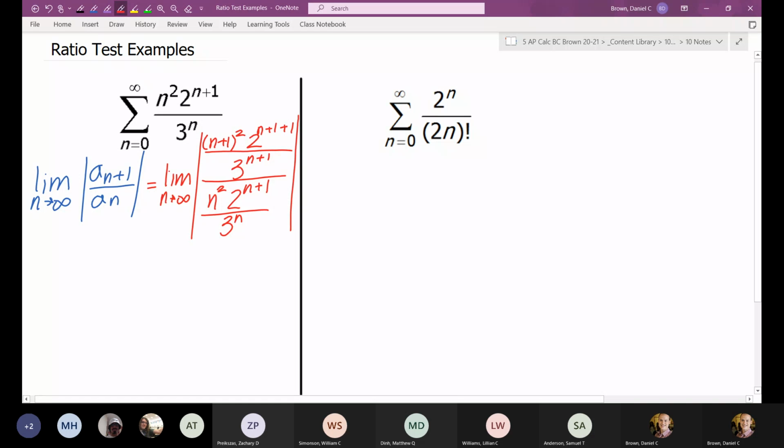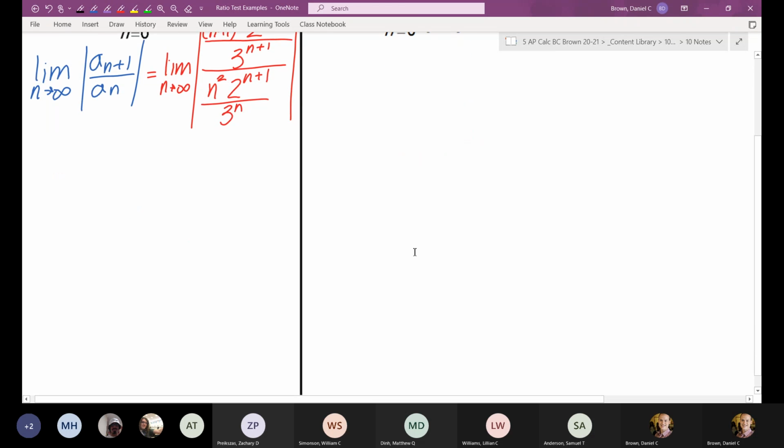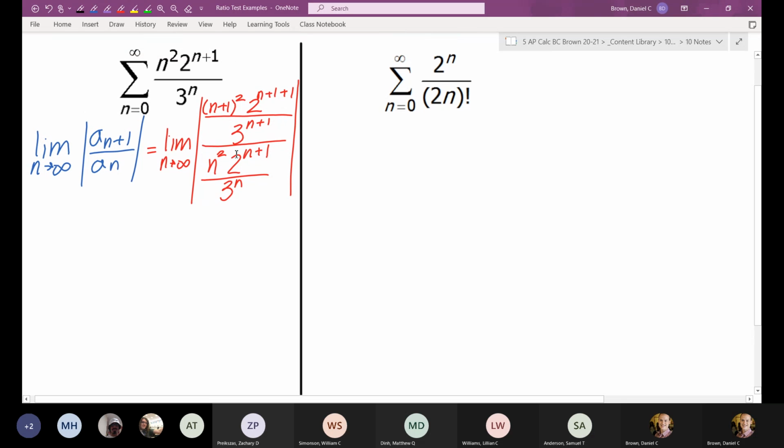Ugly, ugly limit, but we do know how to simplify that. If we're dividing by a fraction, that's the same thing as what? Multiplying by the reciprocal. This next step would also be an optional one to show. But again, I think it helps some students to see it. So I have the numerator, I'm going to change that to an n plus 2, times the reciprocal of the denominator.